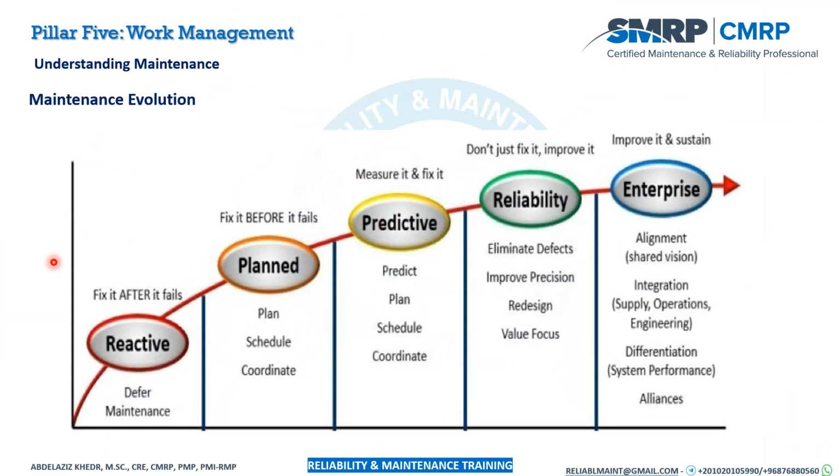So the types of maintenance, or the evolution of maintenance, is that we first had reactive maintenance, then planned maintenance in the 1950s. After that, in the 1960s and 70s, we started to have predictive maintenance. Upon that, we started to find reliability, and then in 2000 plus, we started to realize the enterprise through enterprise asset management, ISO 55000, and a lot of concepts being developed.